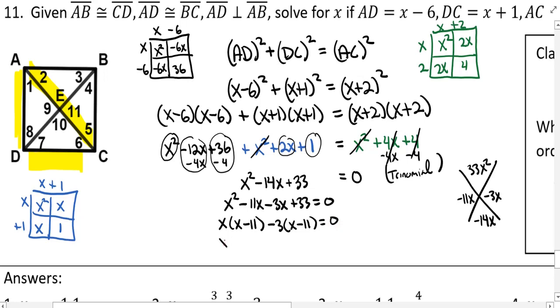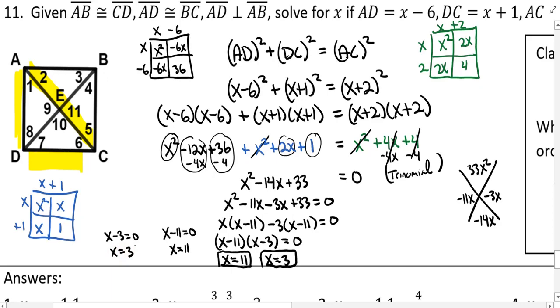Both terms have an x minus 11, and you're left with an x minus 3. And so we end up with x equals 11 as one answer, from the first factor, because I take that x minus 11 and set that equal to 0, and I get x equals 11. And then x equals 3 comes from the second factor, because I take x minus 3, set that equal to 0, and solve. And so those are my two answers there.